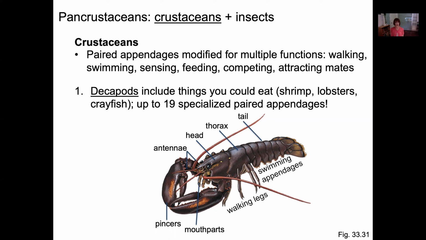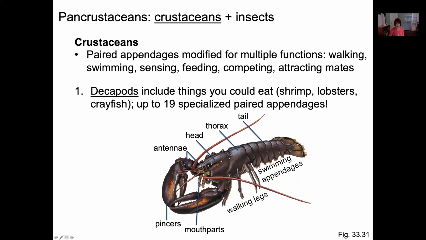These are the decapods. These are the largest ones, and they basically include things that you could, if you chose to, eat. Things like shrimp, lobsters, crayfish, crabs, and so on. And they have up to 19 specialized pairs of appendages. This is, again, illustrated in this lobster here, that they have these specialized swimming appendages back here, and then the walking legs, and the mouth parts, and the pincers, and the antennae. They got a lot going on. And they have a head, thorax, and a tail.